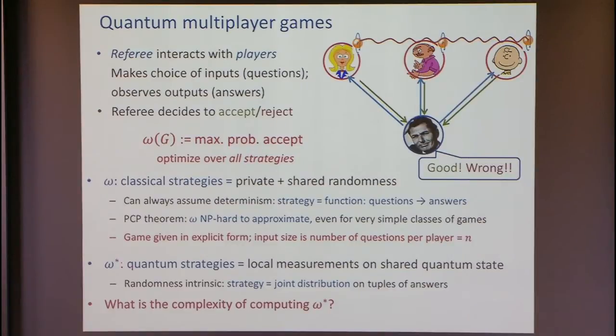For instance, if this value was always equal to 1, if you could always win with probability 1, it would be a very easy problem. We don't expect this to be the case, but we don't know. So, questions so far?